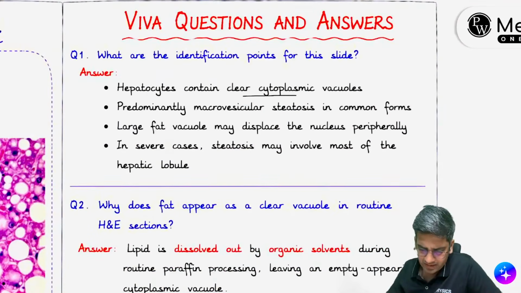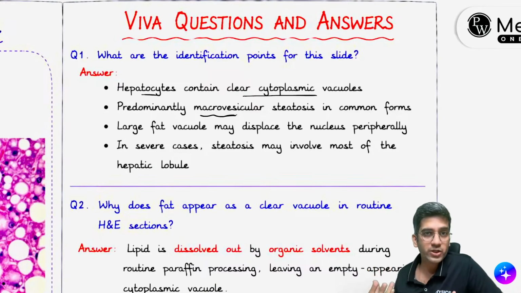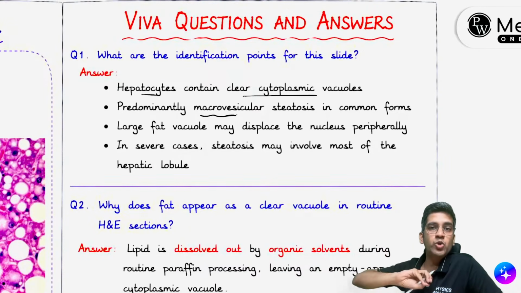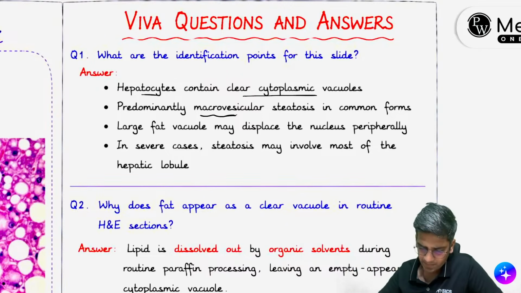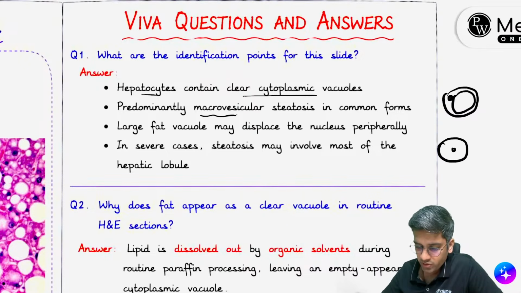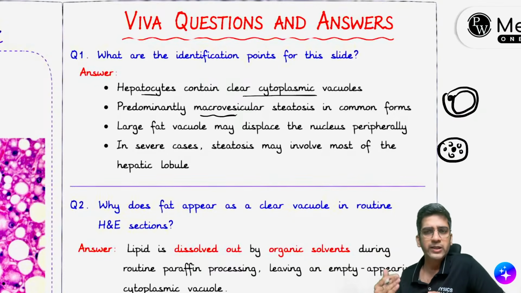Simple. It has clear hepatocyte vacuoles. Predominantly, what you see in the image is macrovesicular steatosis, because they are single large vacuoles pushing the nucleus towards the corner. If it's a single large vacuole pushing the nucleus to the corner, I call it macrovesicular. In microvesicular, the nucleus will still be in the center, with multiple tiny vacuoles surrounding it. Most of the time, severe cases will be macrovesicular steatosis only.